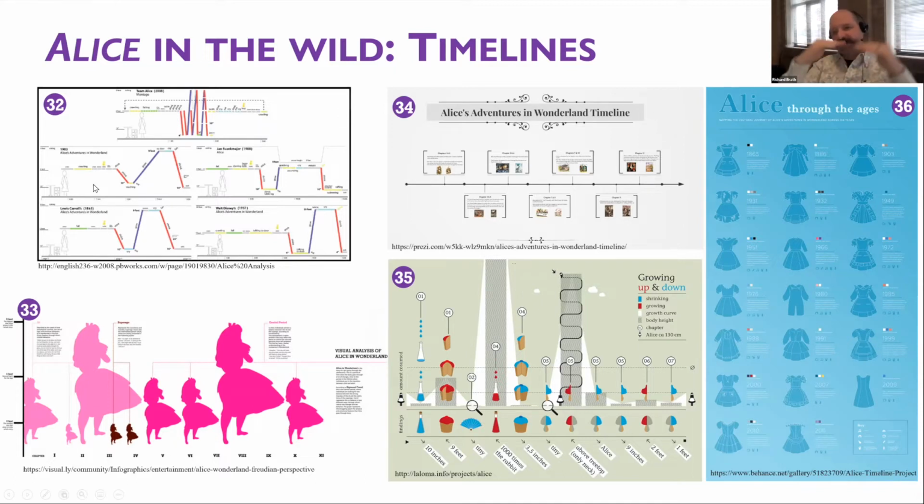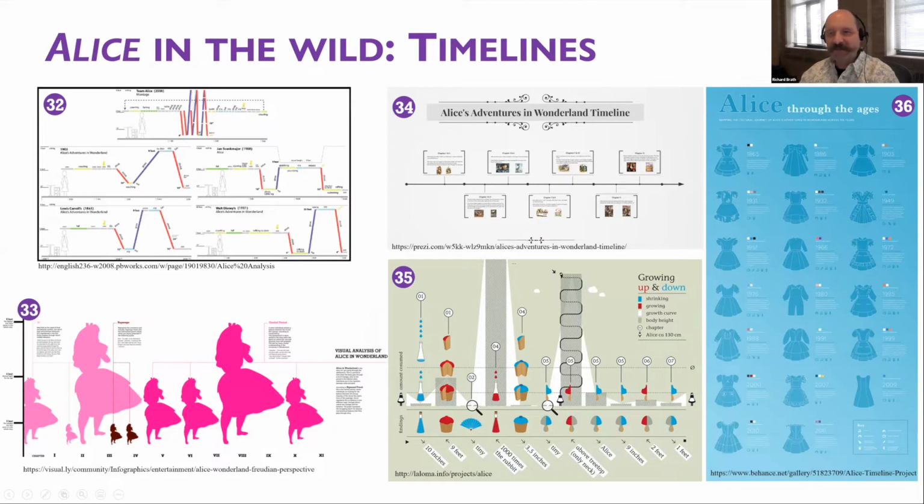Alice changes height in the story. And so one of the things to do is make a timeline showing Alice's height at different stages in the book, for example. You can make just a timeline showing the different chapters and topics. Here's another one, number 35, where we're looking at the heights of Alice, but also looking at what food items Alice is consuming to change her height, and so forth.